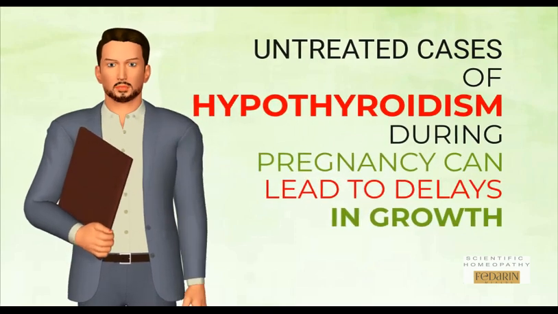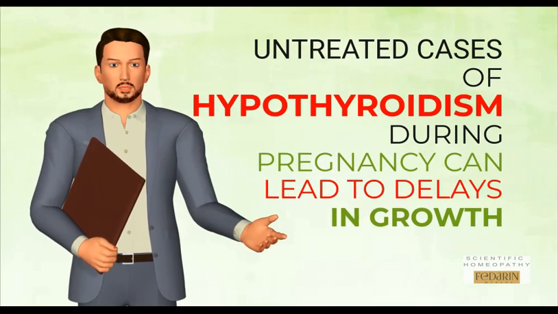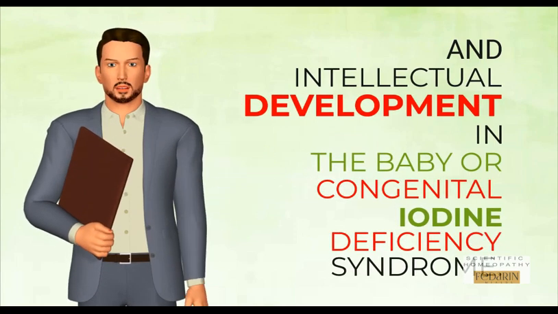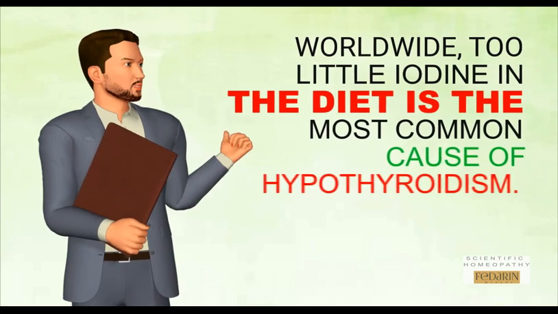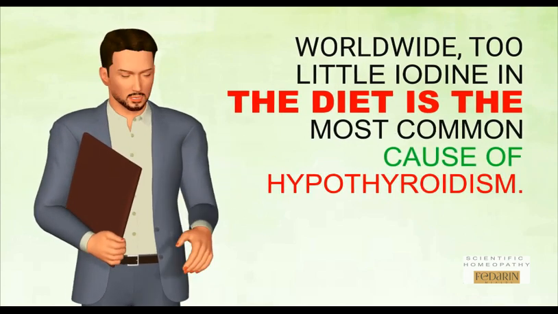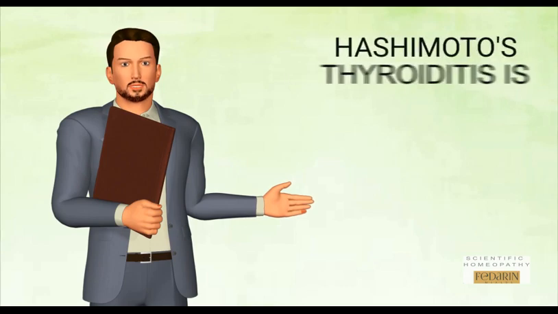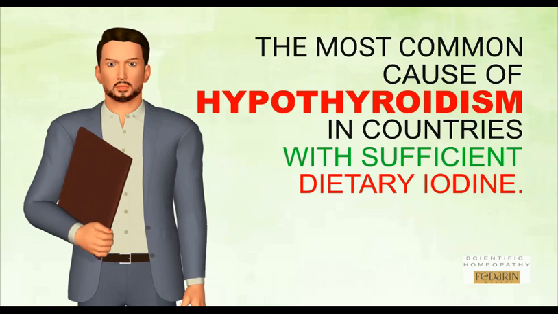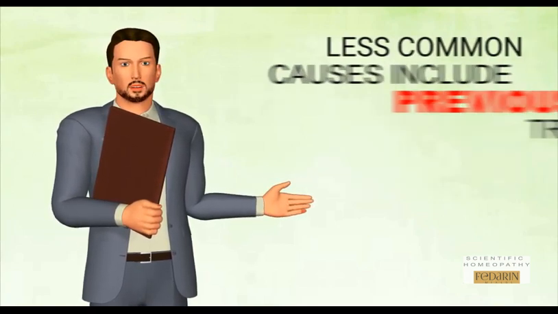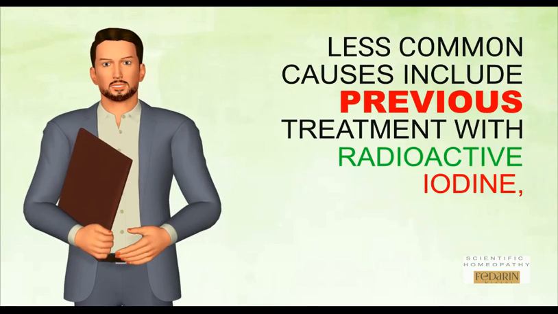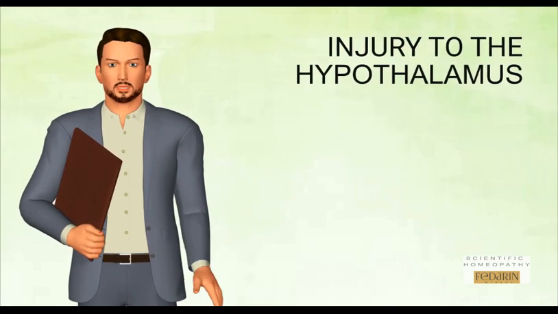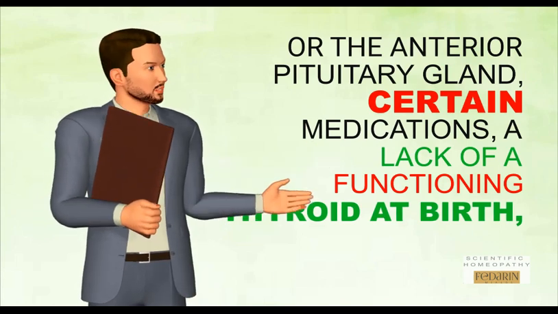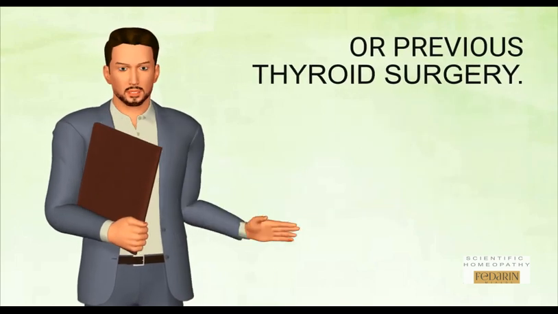Untreated cases of hypothyroidism during pregnancy can lead to delays in growth and intellectual development in the baby, or congenital iodine deficiency syndrome. Worldwide, too little iodine in the diet is the most common cause of hypothyroidism. Hashimoto's thyroiditis is the most common cause of hypothyroidism in countries with sufficient dietary iodine. Less common causes include previous treatment with radioactive iodine, injury to the hypothalamus or the anterior pituitary gland, certain medications, a lack of a functioning thyroid at birth, or previous thyroid surgery.